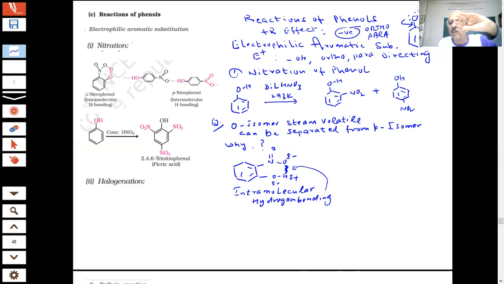So what will happen? Within the molecule itself, hydrogen bonding takes place. Therefore, the boiling point will become less. It will become more volatile.